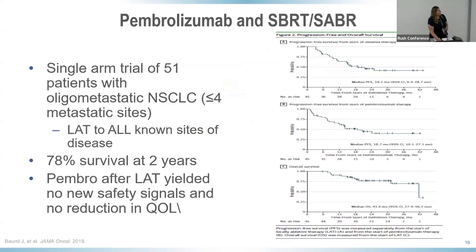Looking at trials that looked at pembrolizumab, for example, with SBRT, this was a trial out of Mayo that was a single-arm trial of 51 patients with oligometastatic non-small cell. They had less than or equal to 4 metastatic sites. We gave local ablative therapy to all known sites of disease, and what we found was a 78% survival at 2 years. Pembro, after the local ablative therapy, yielded no safety concerns, so it was well tolerated, and there was not a reduction in their quality of life.